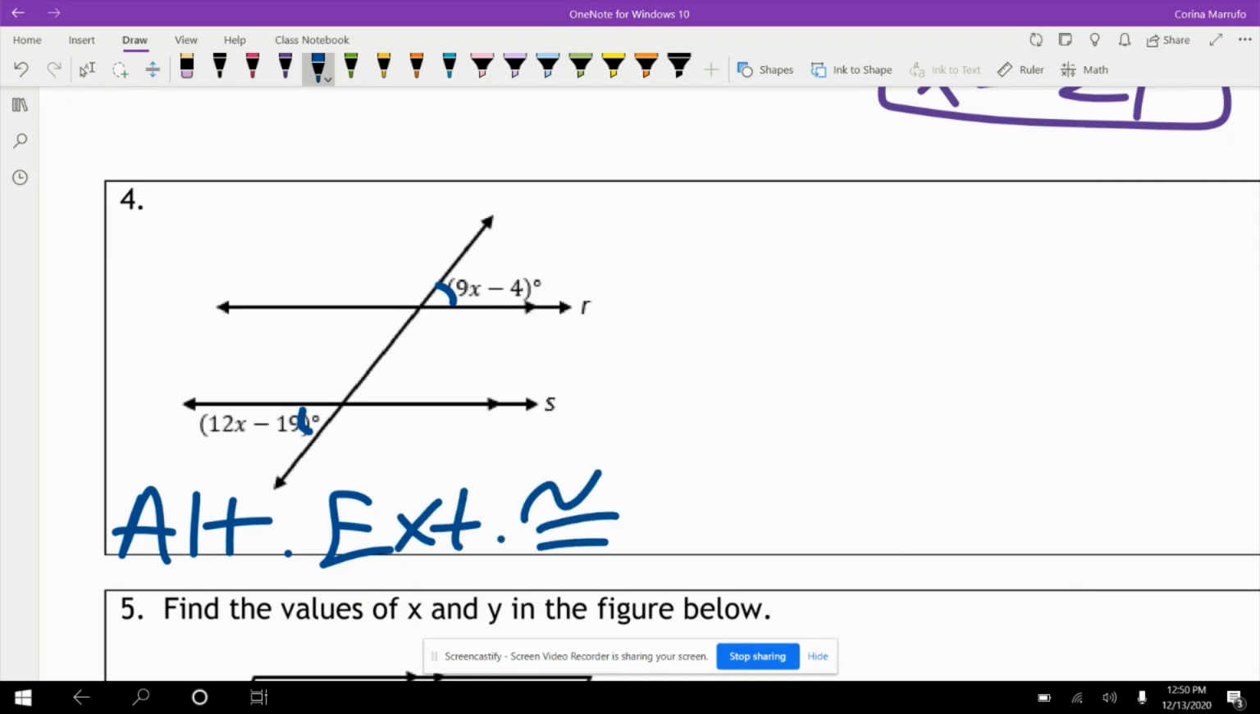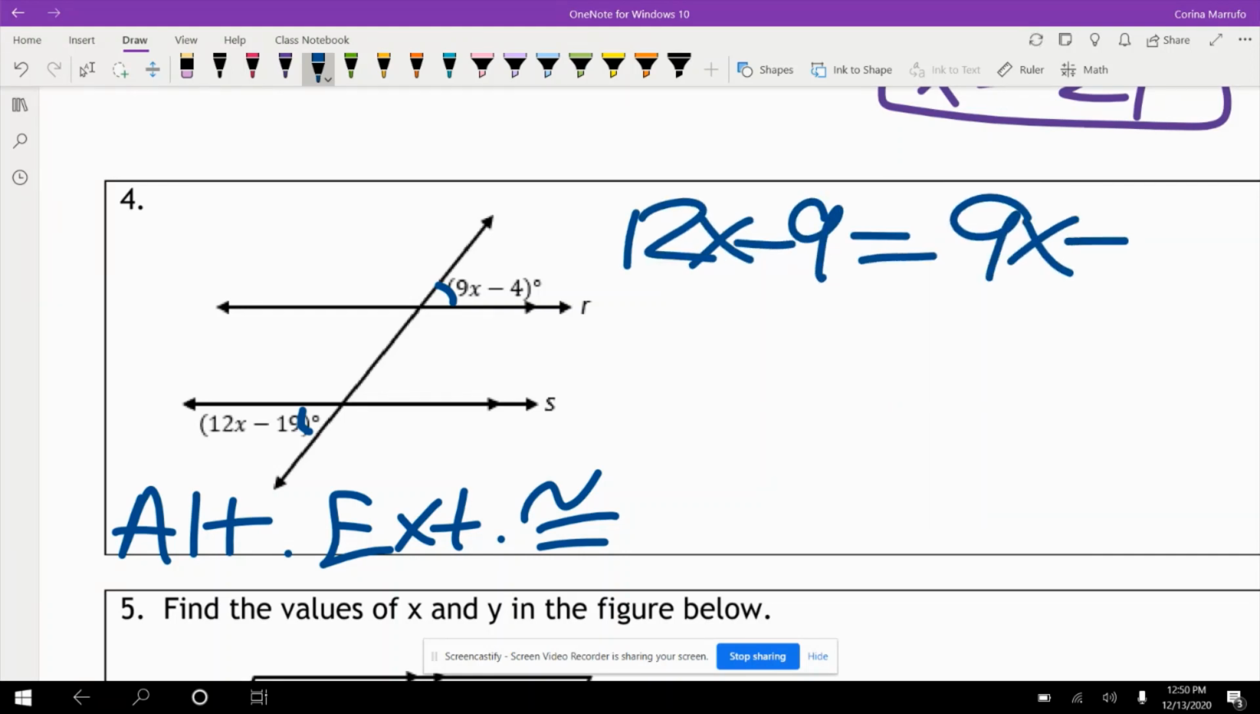So that means when we set up our equation, we set them equal to each other. So 12x minus 9 equals 9x minus 4. Okay, you can also tell they're congruent because these are your acute angles. This one's acute, this one's acute, this one's acute, and this one's acute. So when you have two acute angles, they should be equal. Okay, so we're going to go ahead and solve for x.